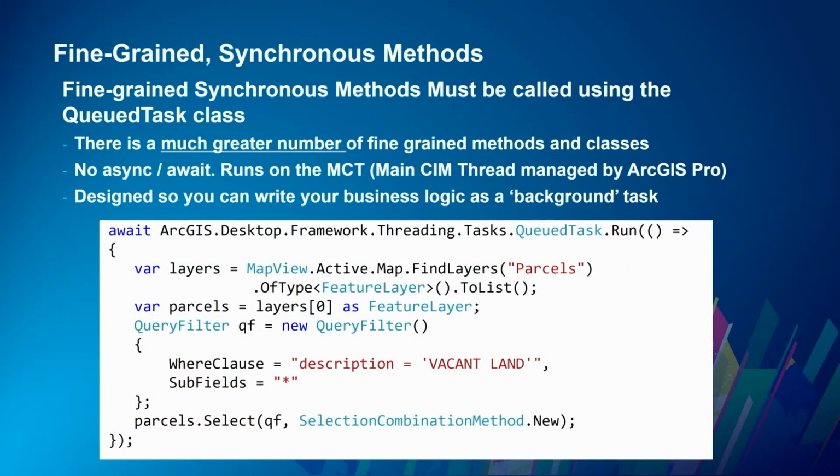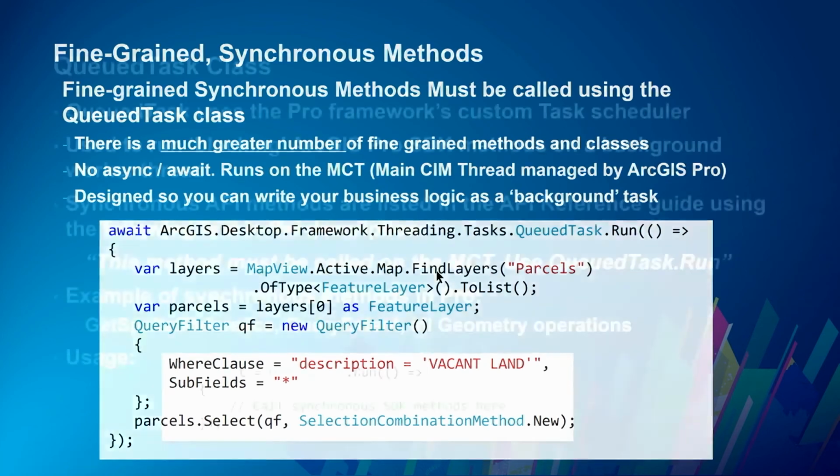Okay, fine grain synchronous methods. So they must be called from within the QueuedTask class. There's a much greater number of fine-grained methods and classes. There's no async await keywords, and they actually run on the MCT, that main sim thread. So these are designed so you can write your own business logic as a background task. And the syntax will look like something like that. You run your business logic within the context of QueuedTask.run. And here, for example, you can see I have the select method for parcels. This is a blocking synchronous call, so I have to run it within the context of QueuedTask.run.